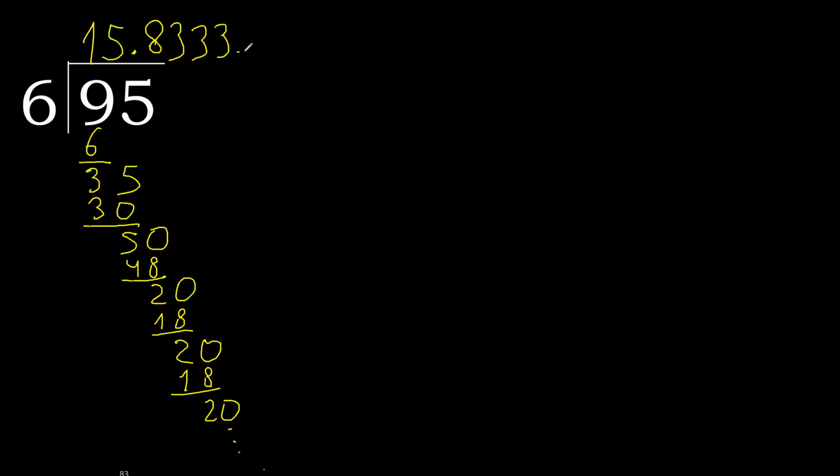Therefore, here, 3 repeats. Okay. Finish it. 95 divided by 6 is here. Or, after the point, 3 repeats. Therefore, like this. 3 repeats. Okay. Equal, okay?